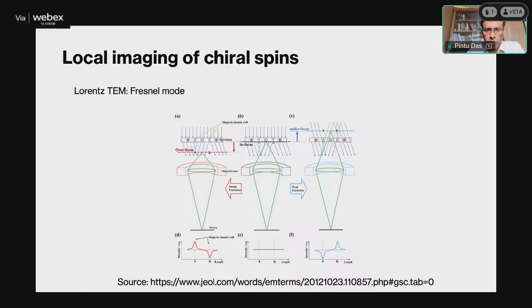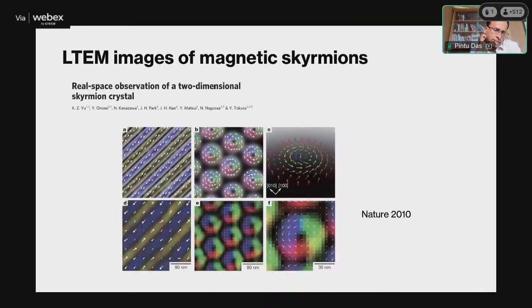There are, of course, many other things to be discussed, but that is more for those who are really trying to do this. If you remember this, then we can go to the sample. With this simple principle, which we call Fresnel mode, there is also a focal mode, which I'll not discuss here. If there are domain walls like this, one can actually identify those domain walls.